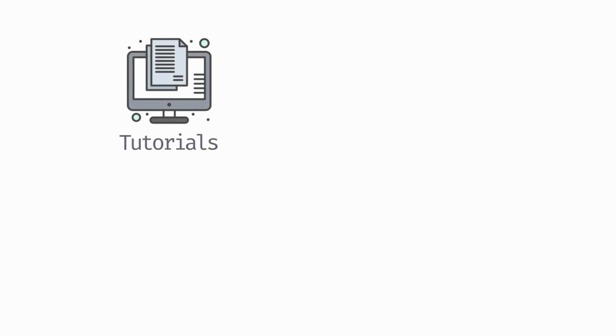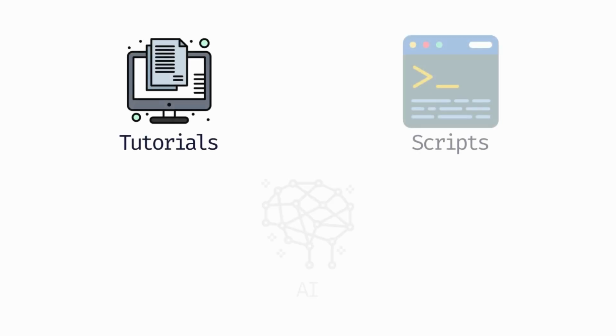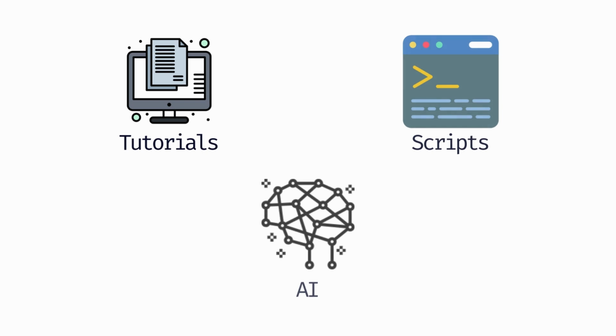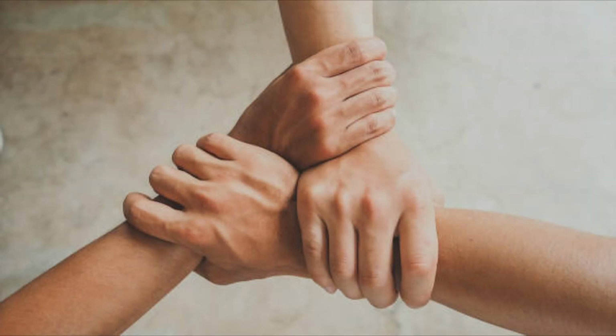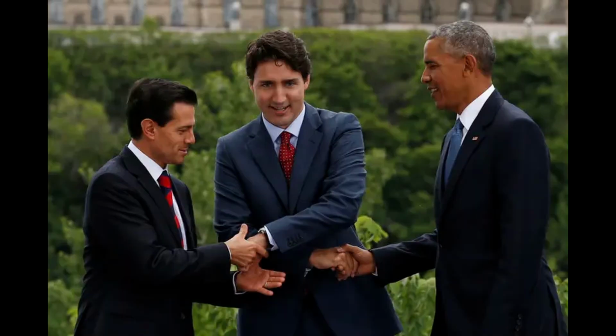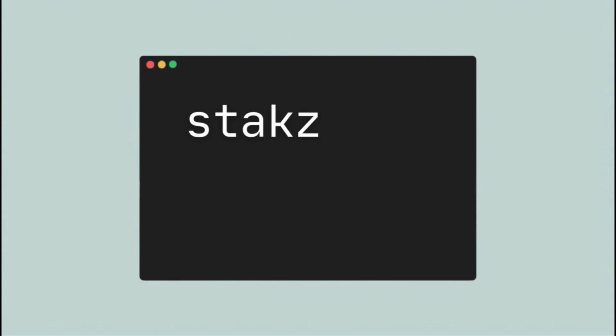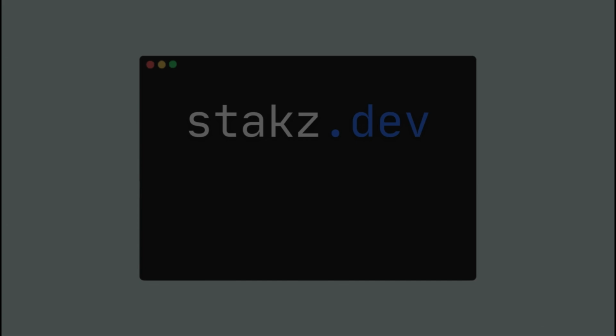Tutorials tell developers how to do things. Scripts do things, and AI can generate tutorials and scripts. There should be a tight integration between them, but using them together can feel weird. Stakz.dev is a platform that brings AI, tutorials, and scripts together.